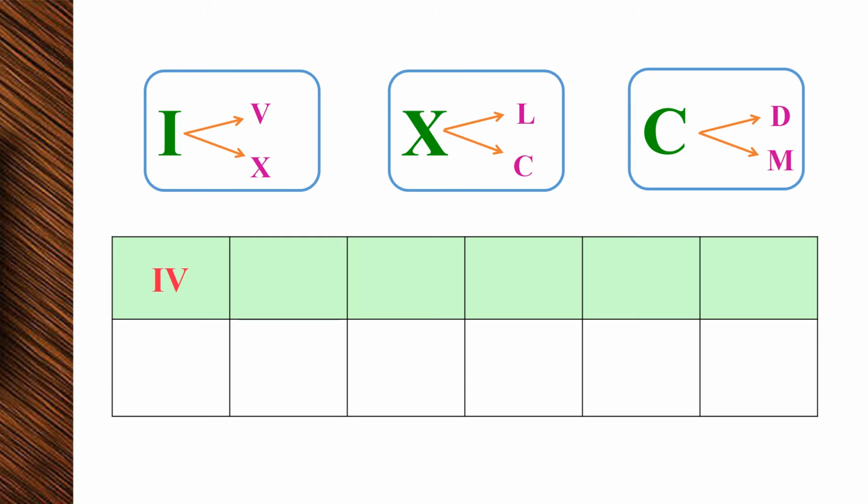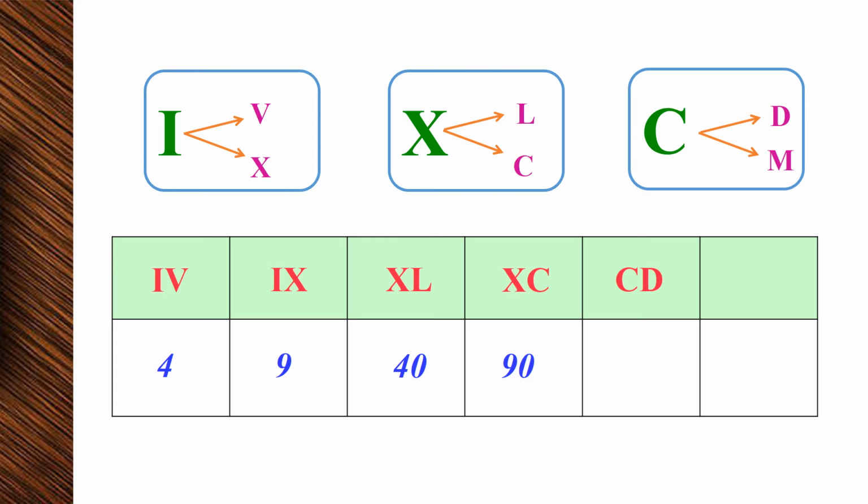IV. Here, I is smaller than V, so on subtracting 5 minus 1, we get 4. Likewise, IX. Here, I is smaller than X, so we have to subtract 10 minus 1, which is 9. The same way, XL. Here, the X value is smaller than L, so on subtracting, we get 40. XC. Here also, the X value is smaller than C. On subtracting 100 minus 10, we get 90.